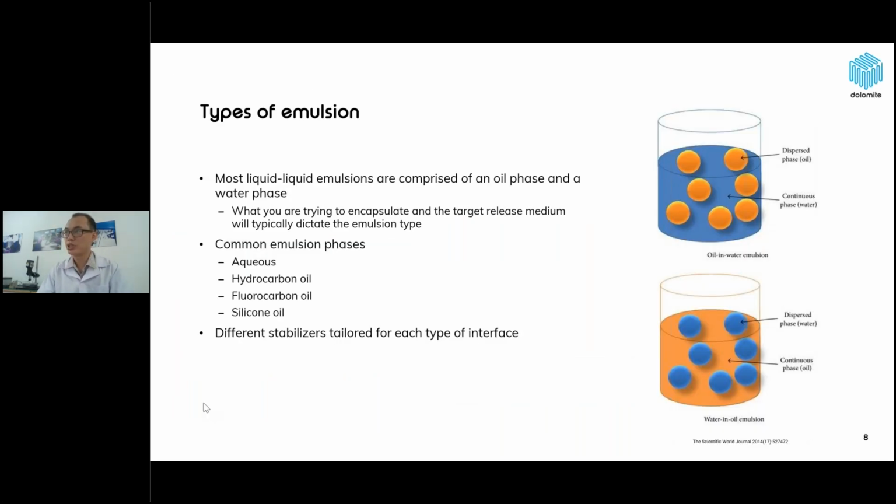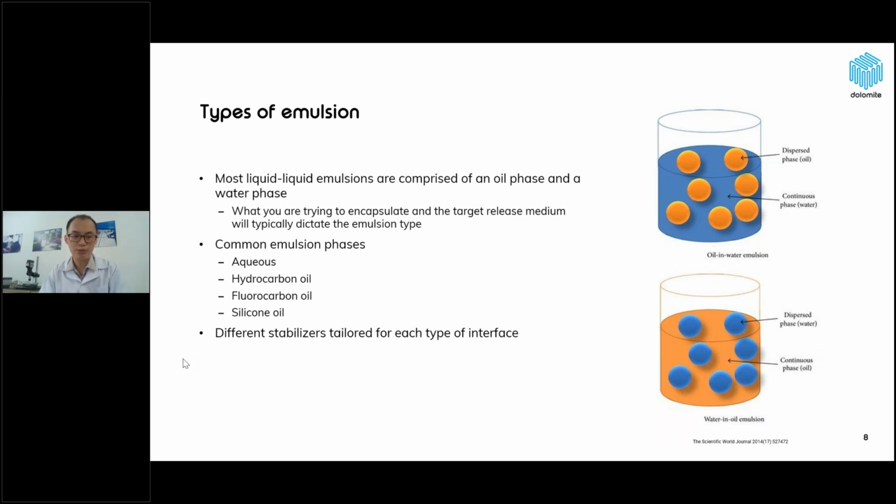As for the types of emulsion, most liquid emulsions are comprised of an oil phase and a water phase. As you can see here, there is oil in water emulsion or water in oil emulsion. In an oil in water emulsion, the disperse phase is oil and the continuous phase is water, and in a water in oil emulsion the disperse phase is water and the continuous phase is oil. Depending on what you are trying to encapsulate and the target medium, we typically determine the emulsion type as well.